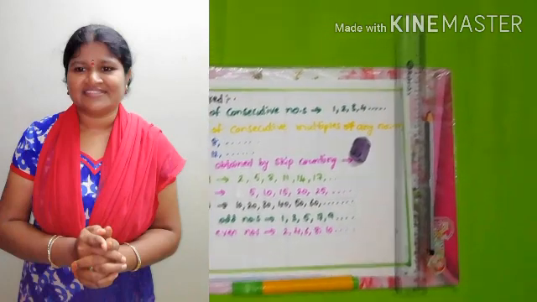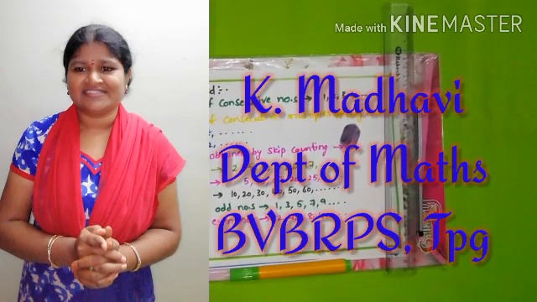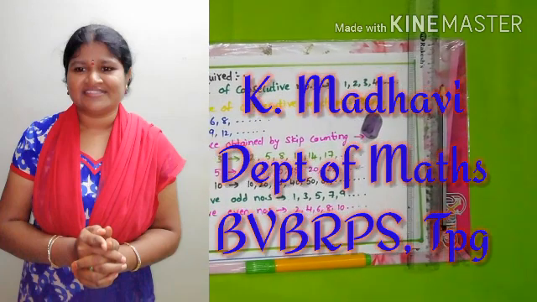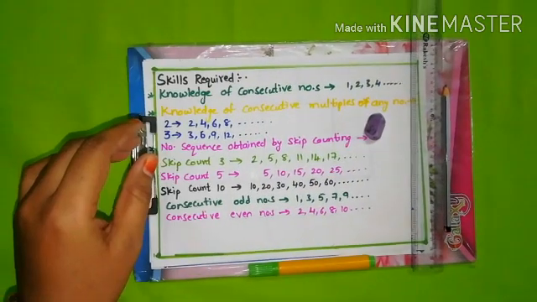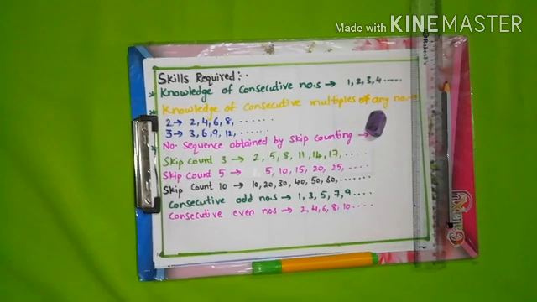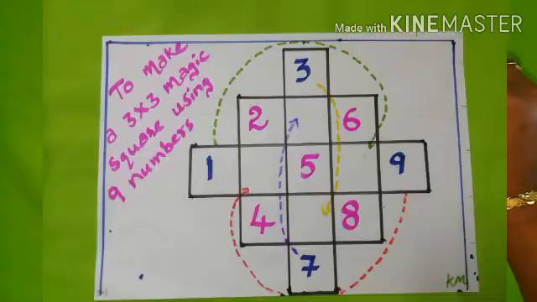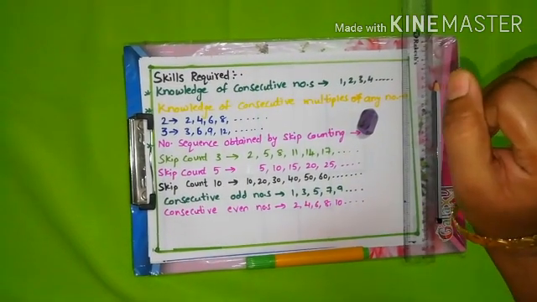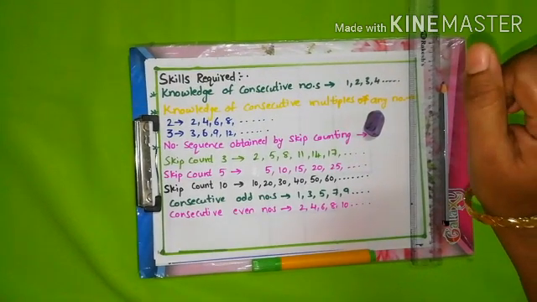I am ready with another interesting activity based class of mathematics. Before that, I hope you all are safe and healthy, staying at home doing all the interesting activities and worksheets given by our teachers. Today, in this activity, we will learn about how to make a 3 by 3 magic square using 9 numbers. First, let me explain the skills required for it.